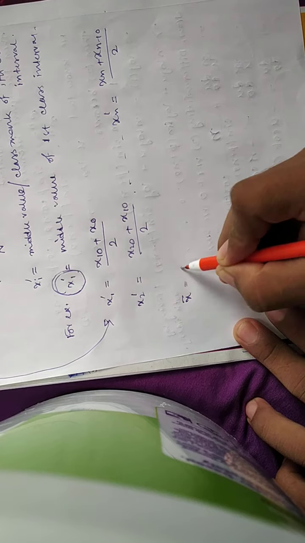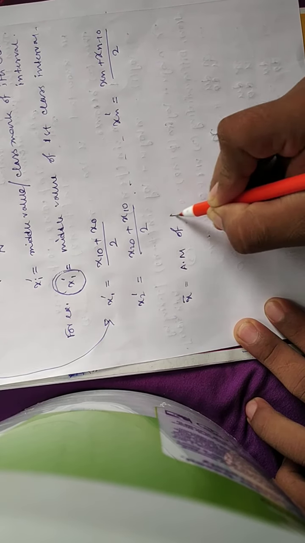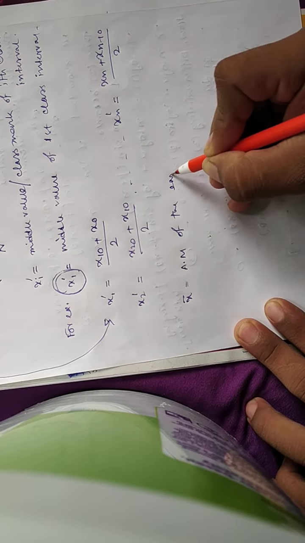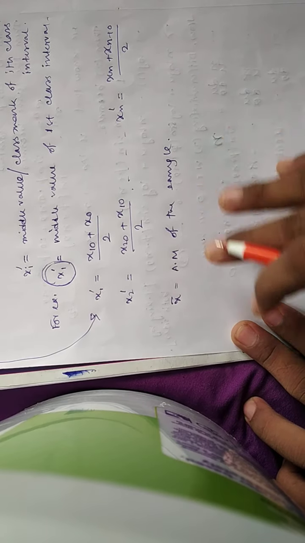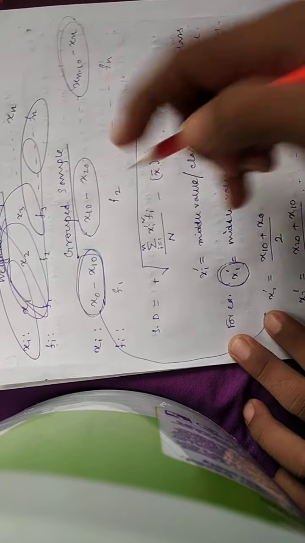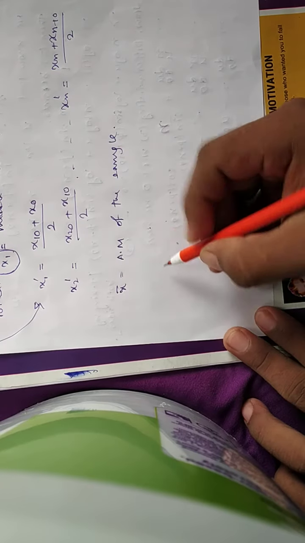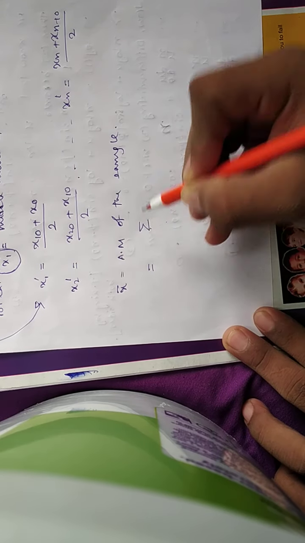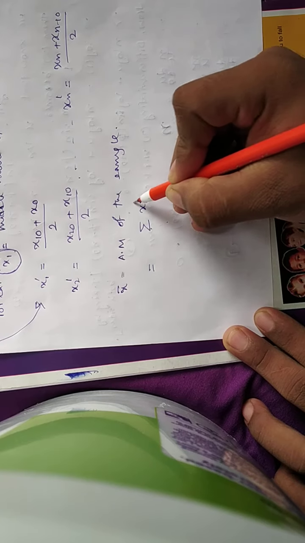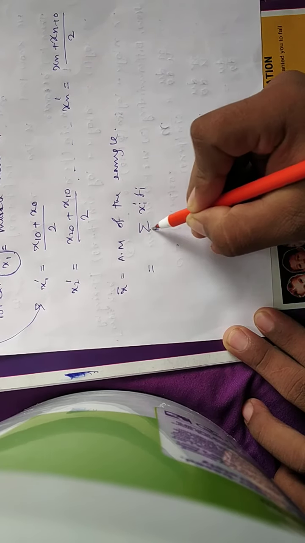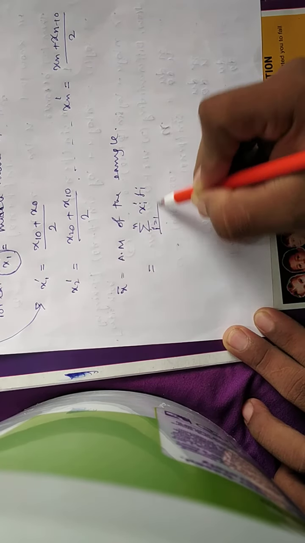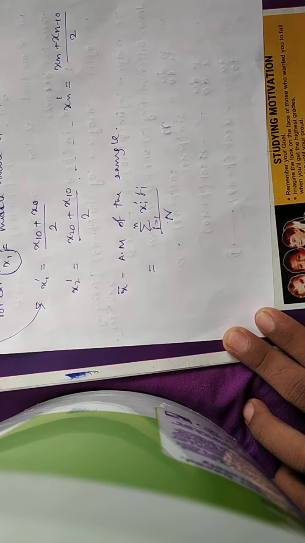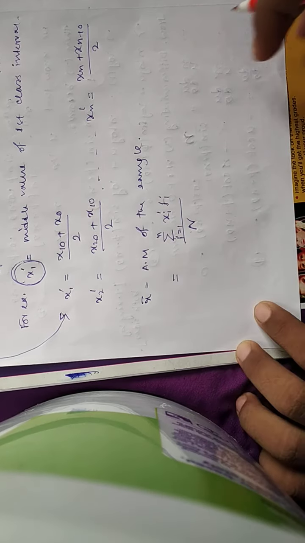And x bar is equal to the arithmetic mean of the sample, and as in this case the sample is in group form, x bar is equal to summation of xi dash into fi, i equal to 1 to n, by capital N. Okay, so these are the different forms of standard deviation for each case of sample. Okay.